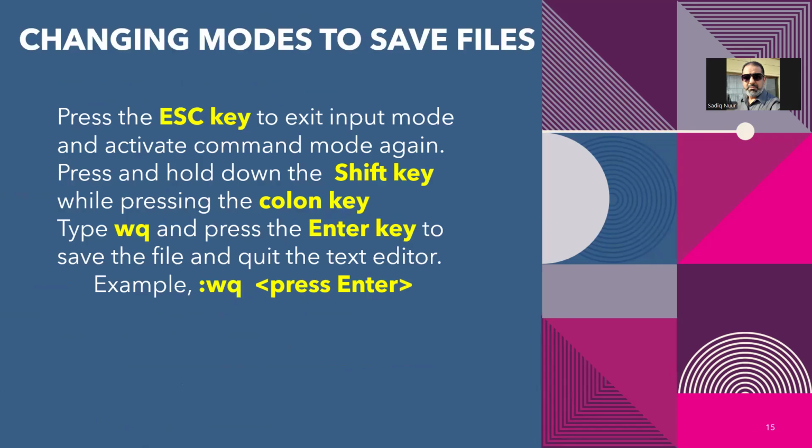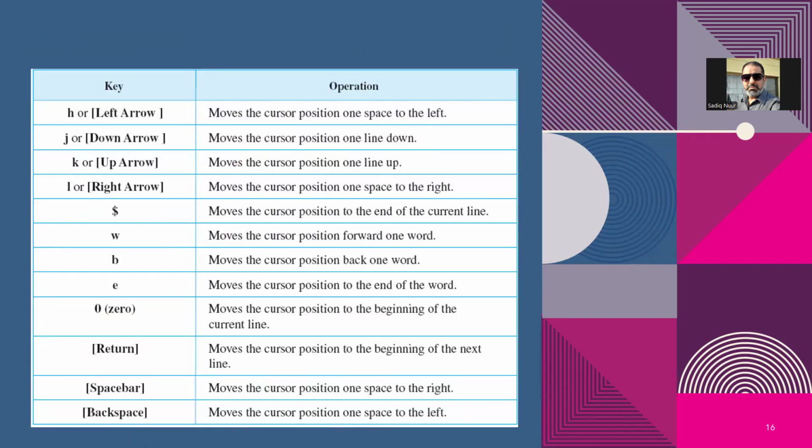So the next is changing the modes to save the file. Whenever you want to save the file, you will have to press the escape key to exit the input mode and activate the command mode again. Then you have to press and hold down the shift key and press the colon key, the two dots. Then you have to type WQ, W is to write and Q to quit. And then you need to press the enter key to save the file and quit the text editor, right? So let's practice now.